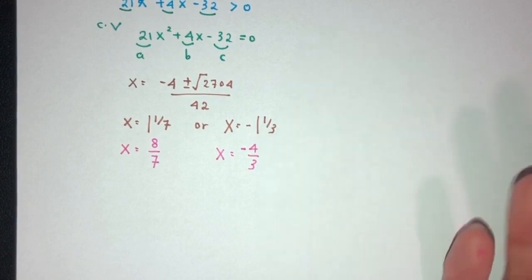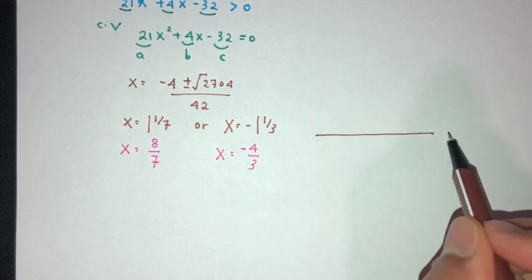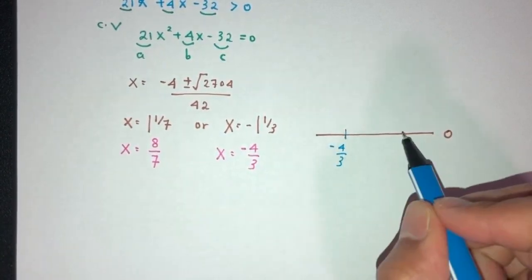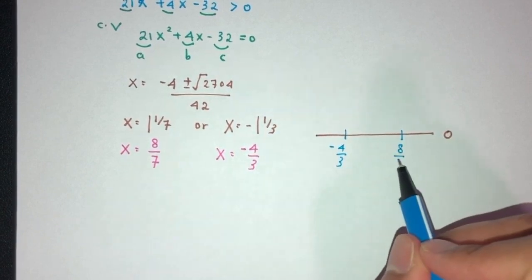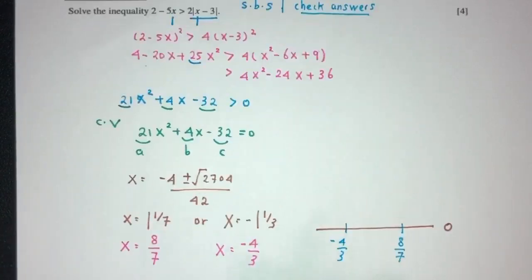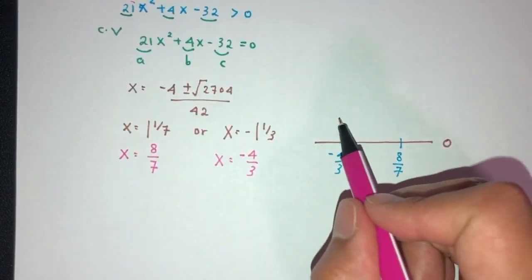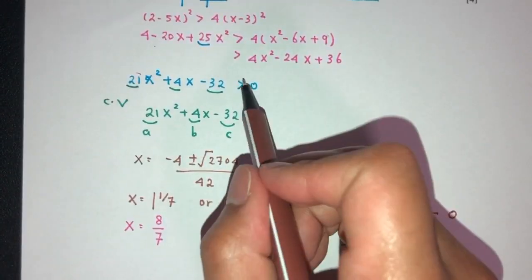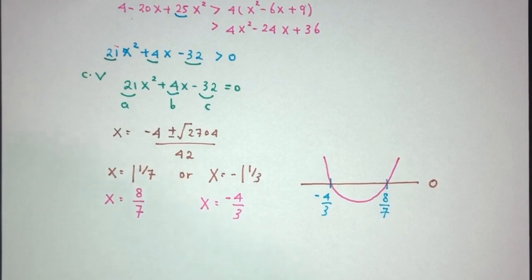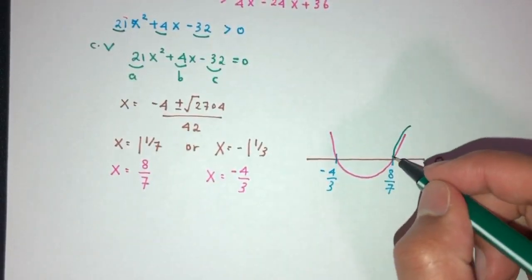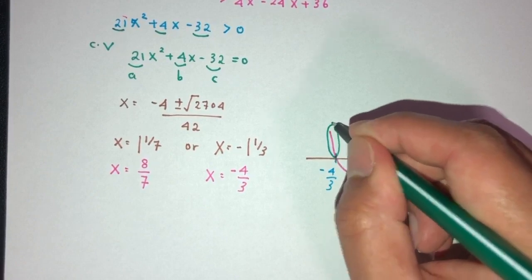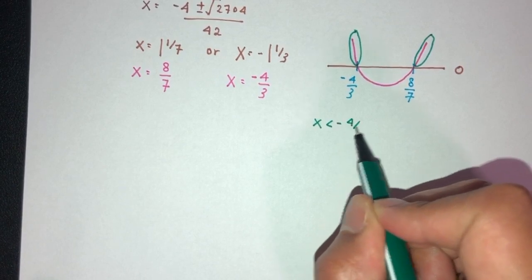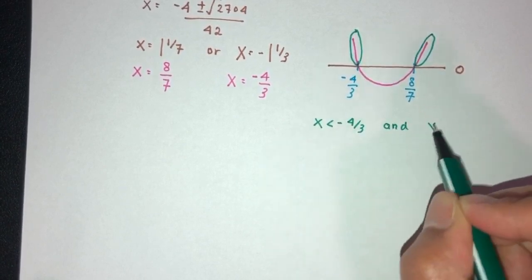Obviously using your number line as well again. This is 0. This is the value of minus 4/3. And the value here is 8/7. Now, because this is a positive value, it will be a minimum shape curve. Now, you want the value to be more than 0, so more will be above this one, right? So it will be on this side and this side. So you will say, well, x is less than minus 4/3, and x is more than 8/7.